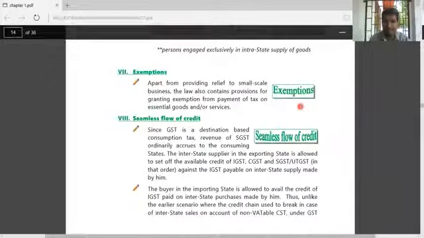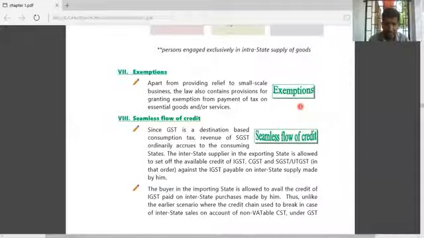Next, exemptions. What do you mean by exemptions? We have seen the composition scheme. It is actually a relief given to small businessmen. Apart from that, there are exemption notifications. The government releases notifications, and by notification they will exempt certain goods or services from GST. So those service providers or suppliers who supply these specified goods or services need not charge GST on their invoices, need not collect GST, and need not remit it. There is no GST for those services or specific goods.